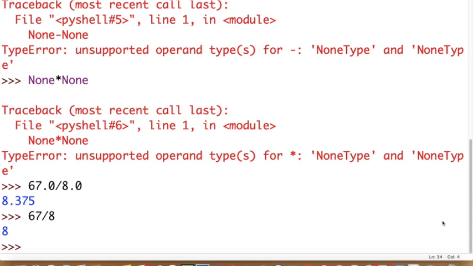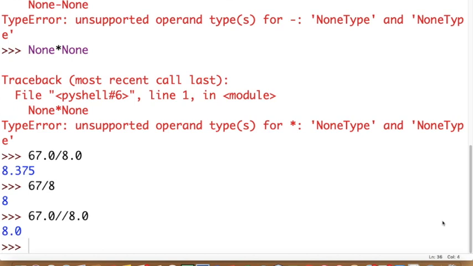So you must remember that if you want a float quotient out of a division, you must take the operands as floats too. Now let us go to the next type of operation, that is 67.0 floor division 8.0. Let us find out what happens here. Now it gives you 8.0. As expected, this flooring operation returns the integer part of the quotient. So the integer part of the quotient is 8, hence it returns 8.0. The 0.375, which is the fractional part of the quotient, is removed.